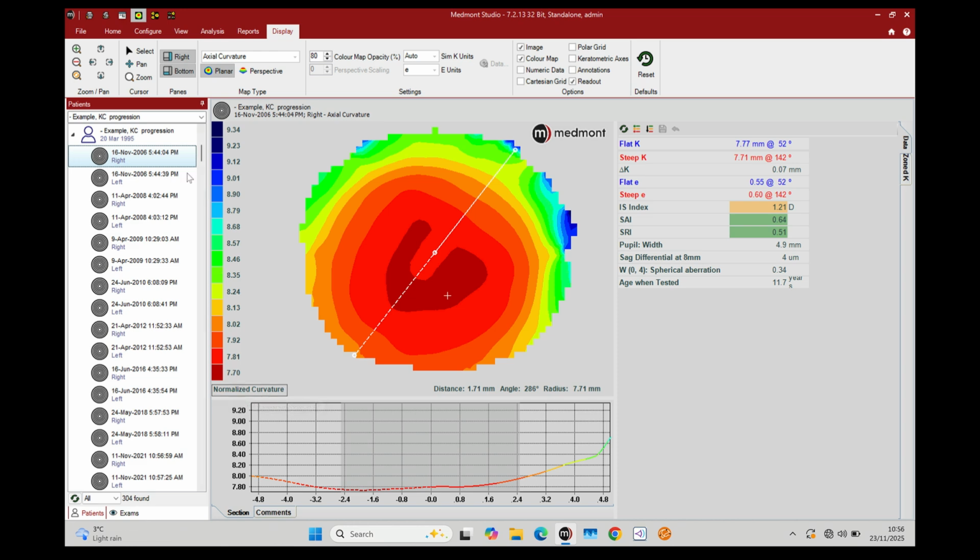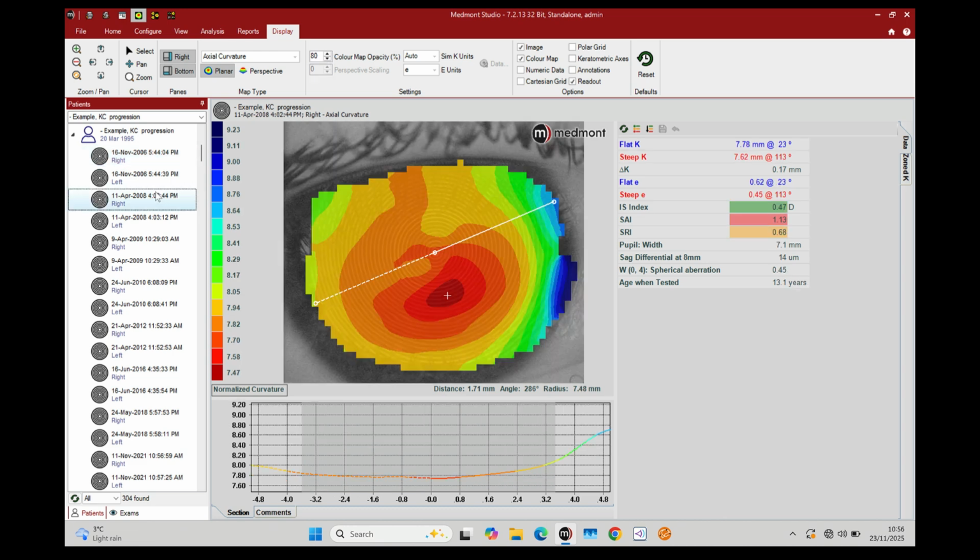If we look at this patient's eye at the next appointment, so 18 months later, you can see that we've got a slightly different pattern. You can see that there's now more distortion within the contours, and the traffic light system has changed significantly. We've actually now got a green IS value, but you can see the SAI and the SRI.